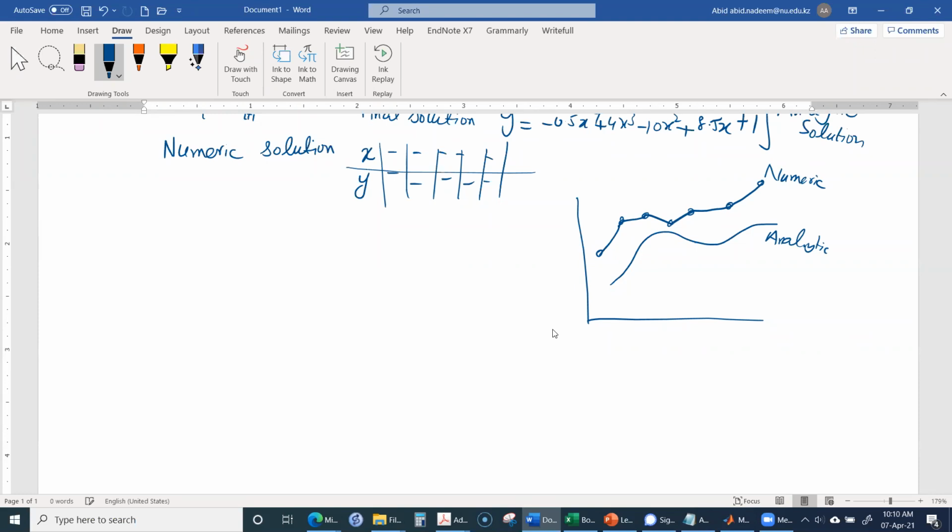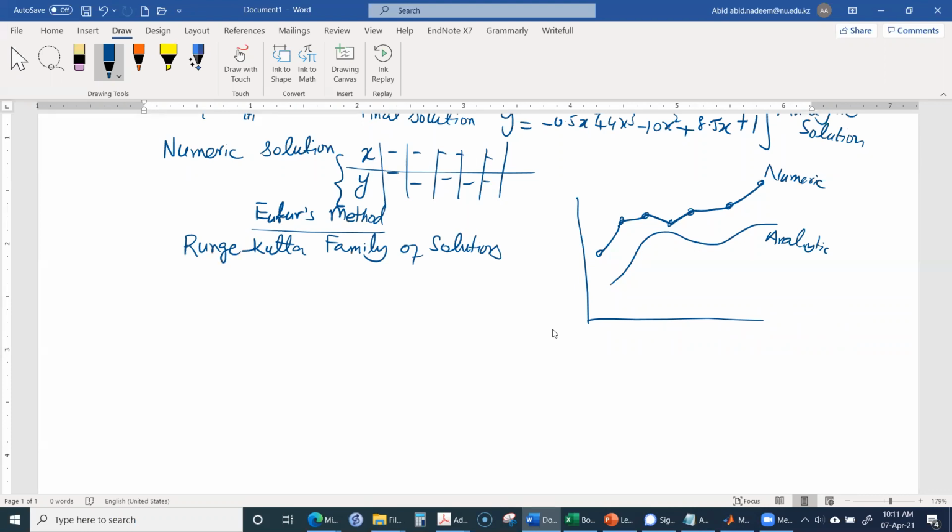The numeric solutions we will find by the Euler method firstly, which in fact is a member of the Runge-Kutta family of solutions.